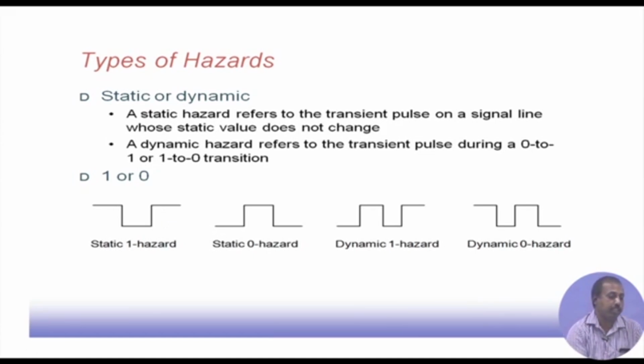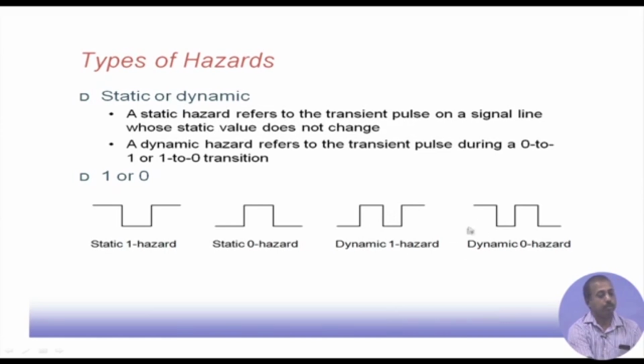Now, if the initial value and the final value of the signal line are not the same, in that case it is called a dynamic hazard. So, what has happened in this case? You see, the initial value of the signal line is 0, the final value is 1, and ideally it should make a transition from 0 to 1. But what has happened is it has made a transition from 0 to 1, but instead of settling there, it comes back to 0 and then again makes a transition to 1. So, low to high, then high to low, then again to 1. This is basically a dynamic 1 hazard, because the signal value is going to 1. So, it is called a dynamic 1 hazard.